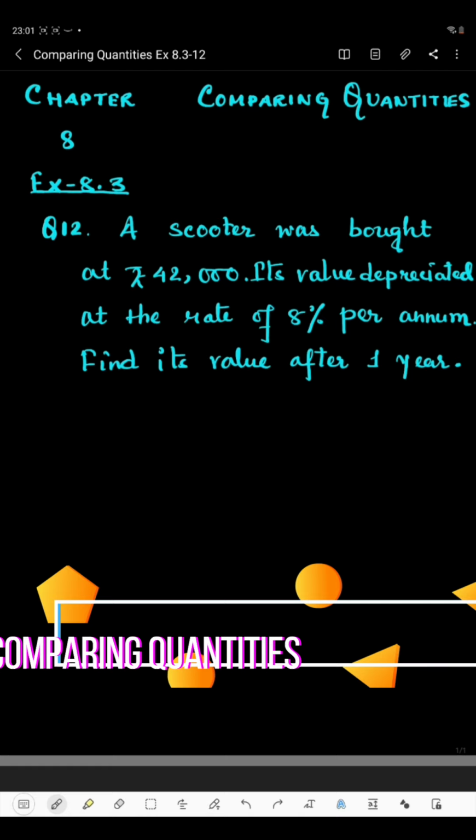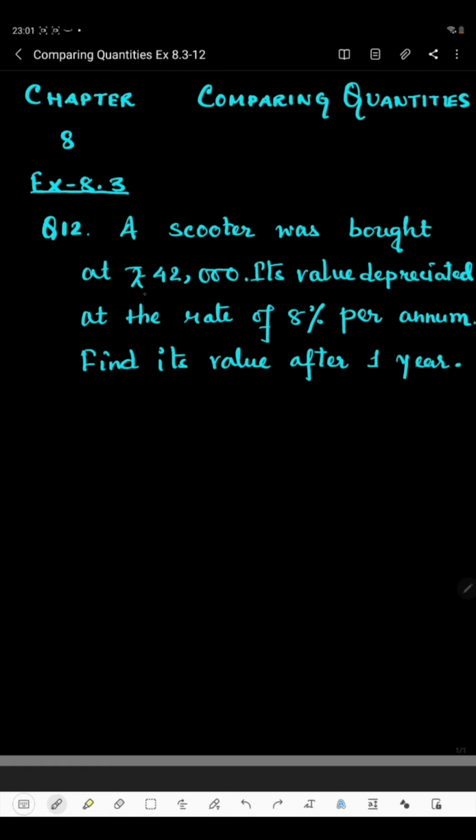Question number 12 says a scooter was bought at rupees 42,000. Its value depreciated at the rate of 8% per annum. Find its value after 1 year. So it is given that a scooter was purchased at rupees 42,000.